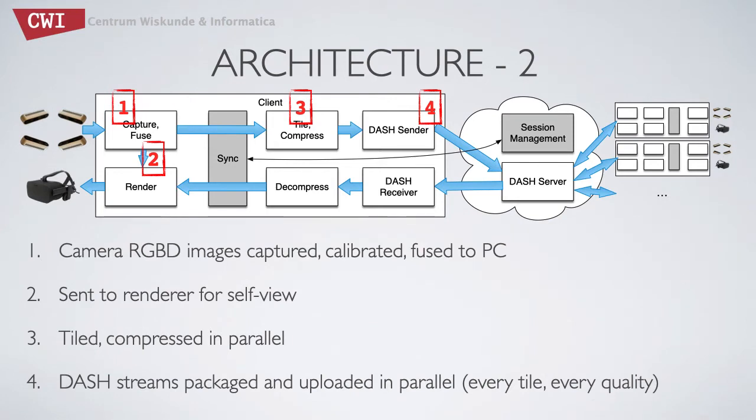So, as an example, if we had 4 tiles in our point clouds and we wanted to use 3 quality levels, at this point we would have 12 parallel compressors running. Each of these compressors would feed a dash sender, of which we would then also have 12 running in parallel, which would package up the data stream and send it to the central dash infrastructure.